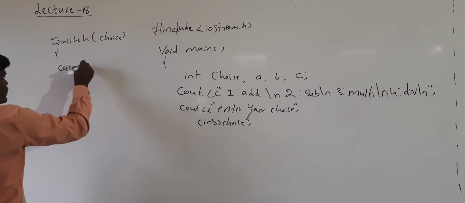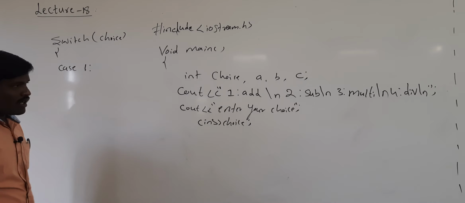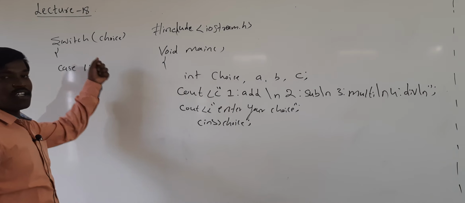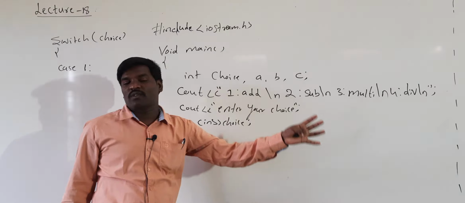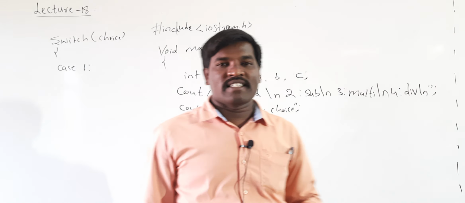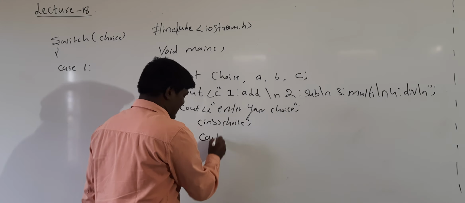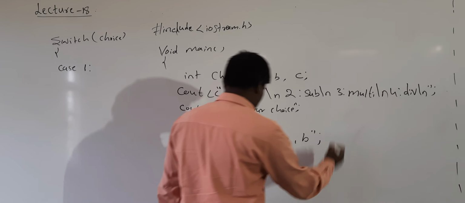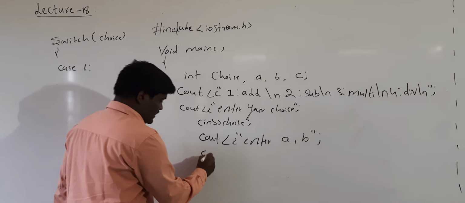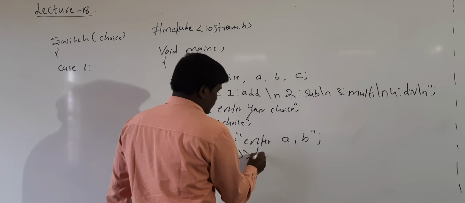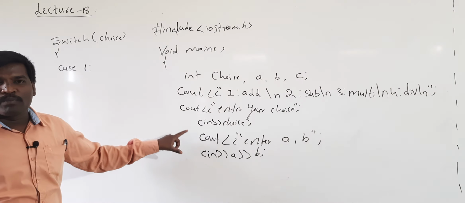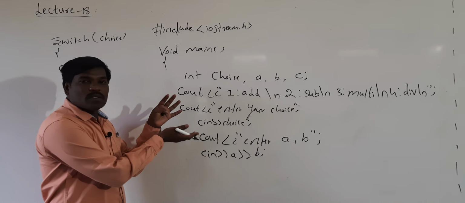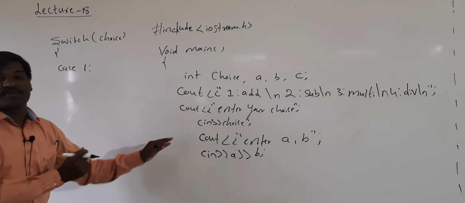Here I have to write case 1, sum of 2 numbers, that is addition, but I have to give the input. Here all the options have common input values, that is A and B. So I have to write here: enter A, B, cin A, cin B. If the input is the same for all the operations, I have to write these 2 statements outside the switch statement.